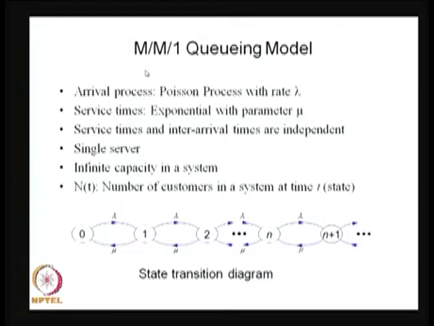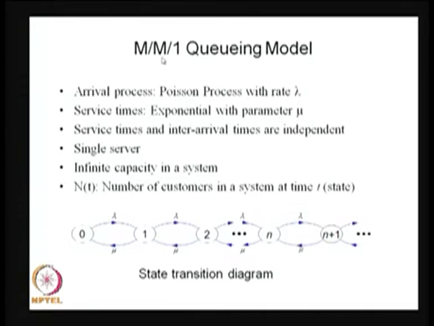In the M/M/1 queuing model, the inter-arrival time is exponentially distributed. As I discussed the Poisson process in the previous lecture, whenever you have an arrival that follows a Poisson process, then the inter-arrival time follows an exponential distribution and they are independent also. So here the first information is that the arrival process follows a Poisson process with the intensity or rate lambda. That means the inter-arrival times are independent and each one is exponentially distributed with the parameter lambda.